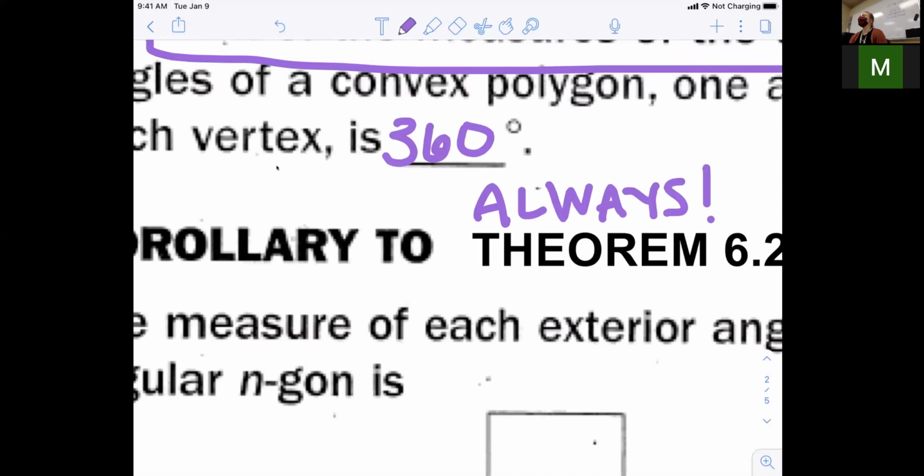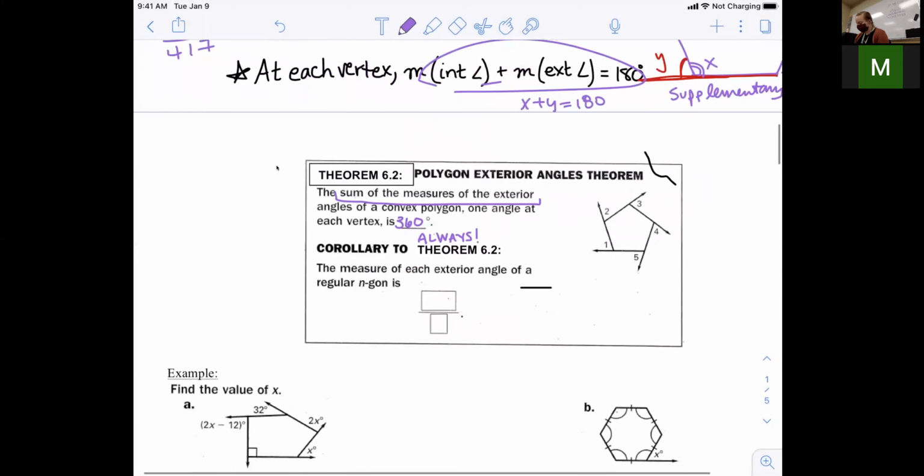That may be like a trick question later on. I might try and get you. I might be like, oh, what's the sum of the exterior angles of an octagon? You'd say 360. I'd say, what about a pentagon? You'd say 360. I'd say, what about a hendecagon? Maybe don't even remember what that is. Still 360. Always. I cannot drill that home anymore.